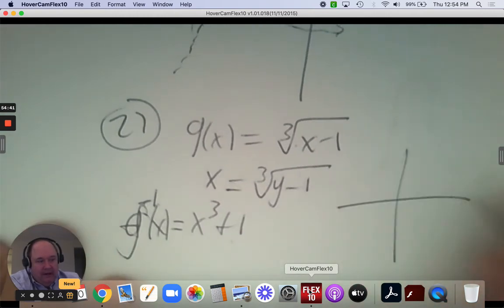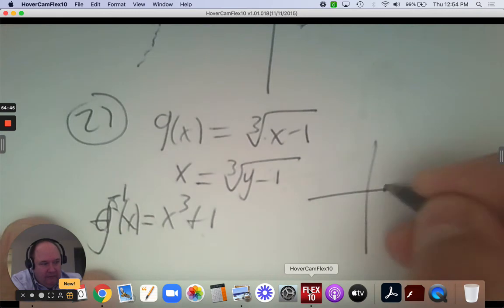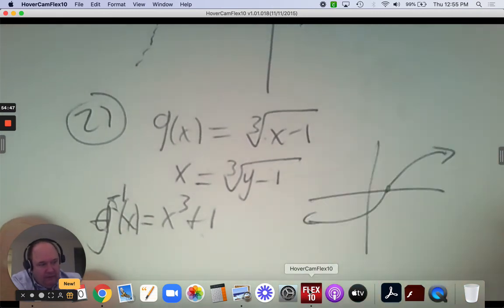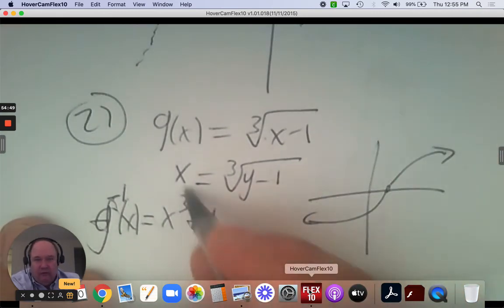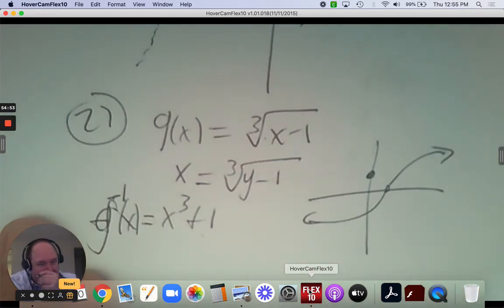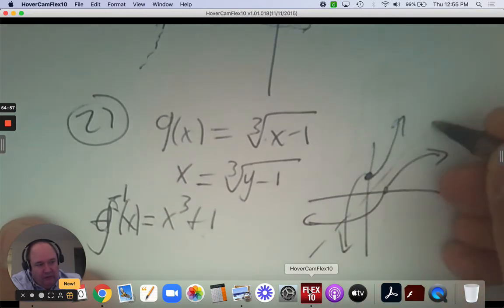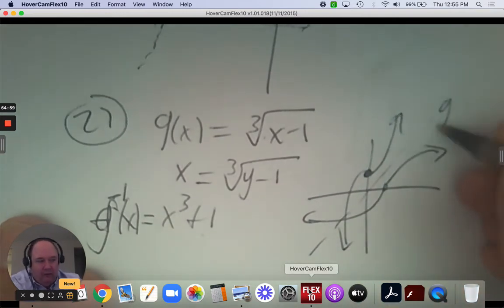If I graph this, this is a cube root, 1 to the right. So this is what it would look like as a cube root, 1 to the right. This is a cube up 1. So for a cube up 1, you'd start at +1 and curve up to the right and down to the left. And notice they reflect along the line y equals x.